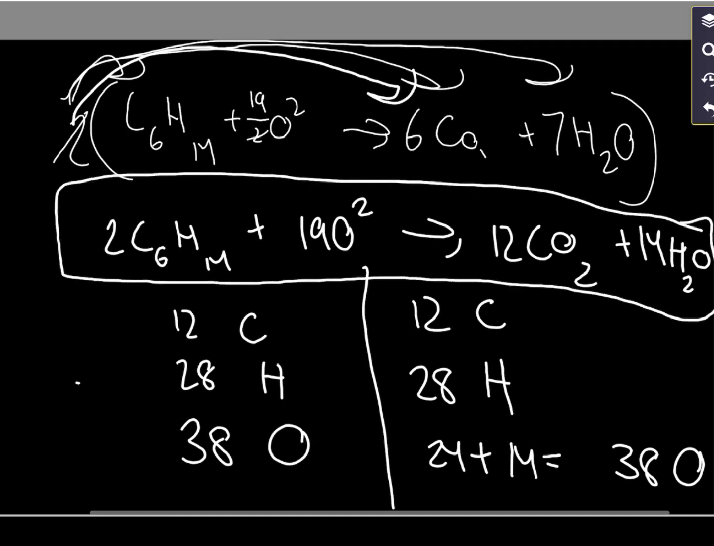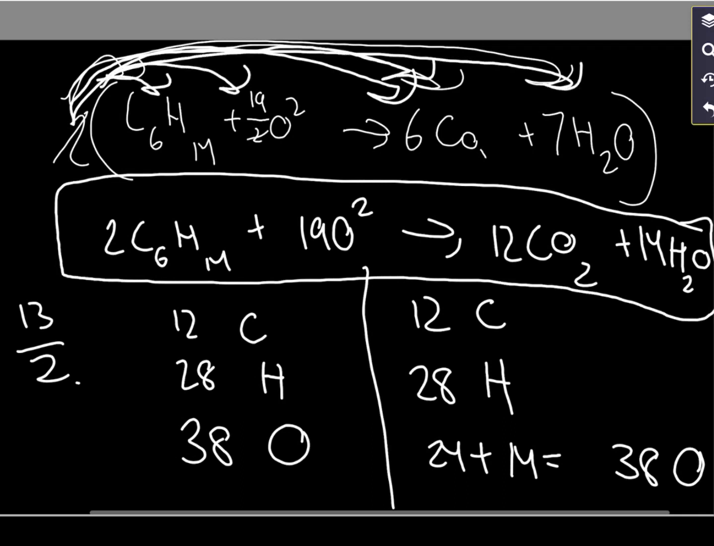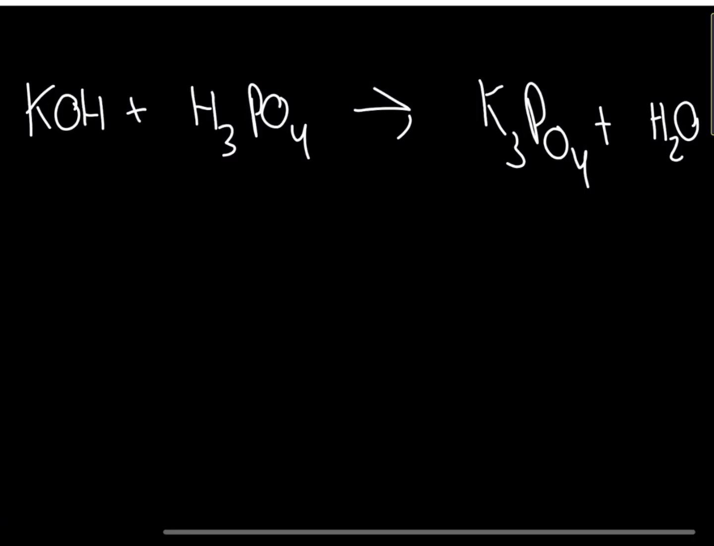Whenever you get a fraction, make sure to multiply your equation by some number to get rid of the fraction. We do not want fractions in our chemical equations, okay? So whenever you have an odd number, let's say 13 divided by 2, you're going to have to multiply the whole equation, the whole thing, every unit, by 2 to get your final answer.